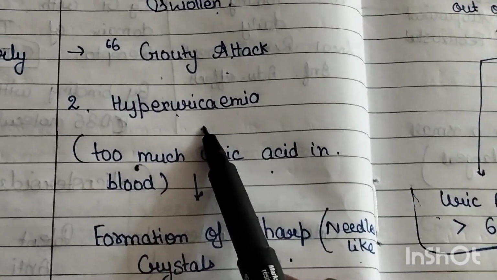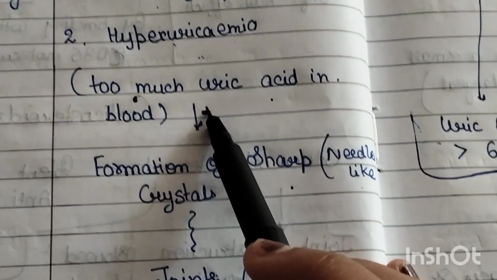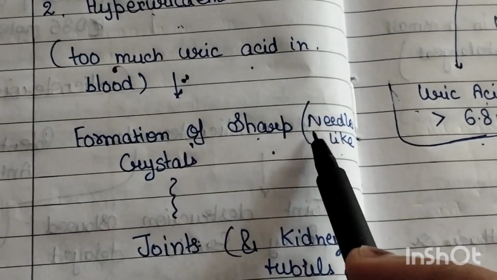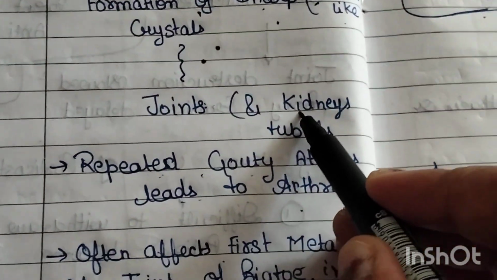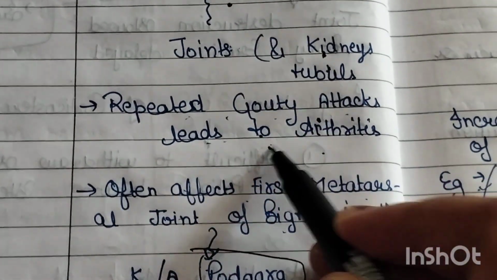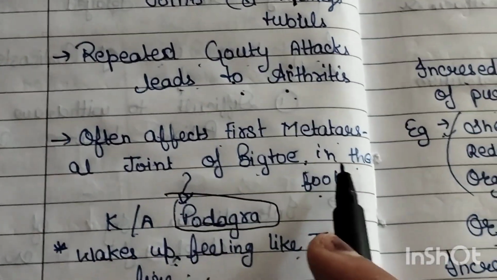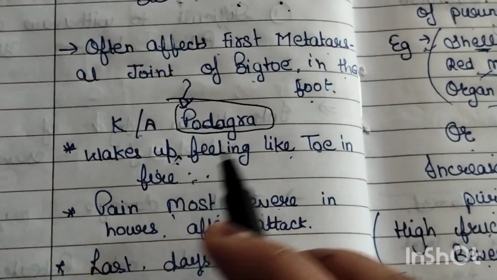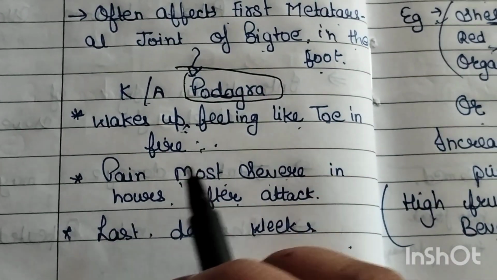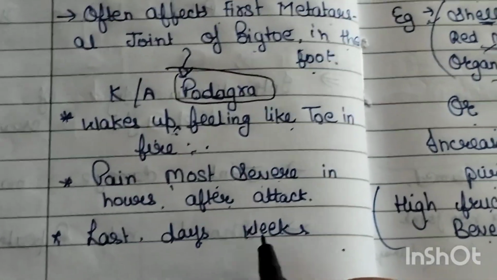Another reason for gout is hyperuricemia, which means too much uric acid in the blood. They make formation of sharp needle-like crystals in the joints and the kidney tubules. If there are repeated gouty attacks, they lead to arthritis. They often affect the first metatarsal joint of the big toe in the foot, which is known as podagra. You will feel like your toe is on fire when you wake up. The pain is most severe in hours after the attack, and it lasts days to weeks.